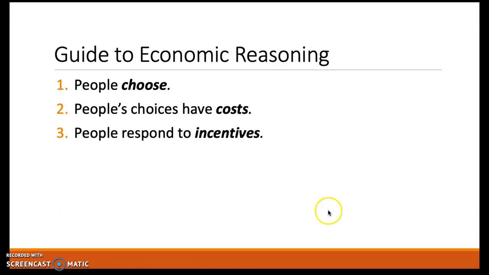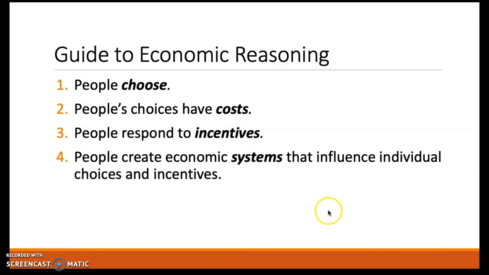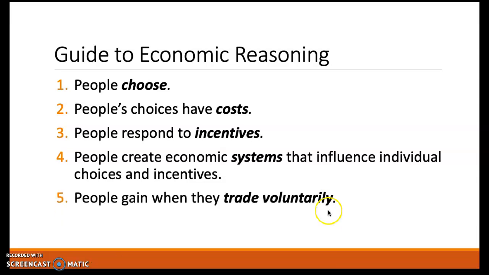The third step in the guide is that people respond to incentives. Why are we doing something? Essentially, what are we going to get out of it? What is the reward, or what punishment are we trying to avoid with the choice that we are making? The fourth step is that people create economic systems that influence individual choices and incentives. So this is looking a little bit more at our society in general, and we'll get into this a little bit later on in the video. Step 5, people gain when they trade voluntarily.